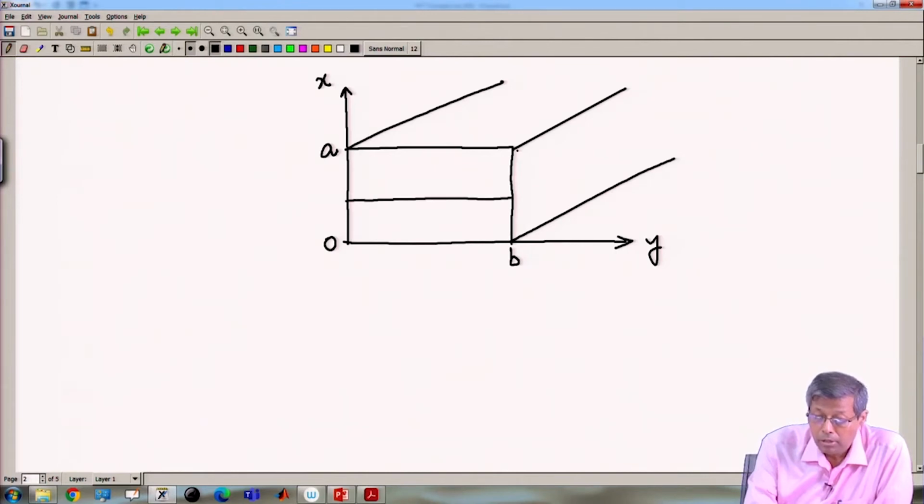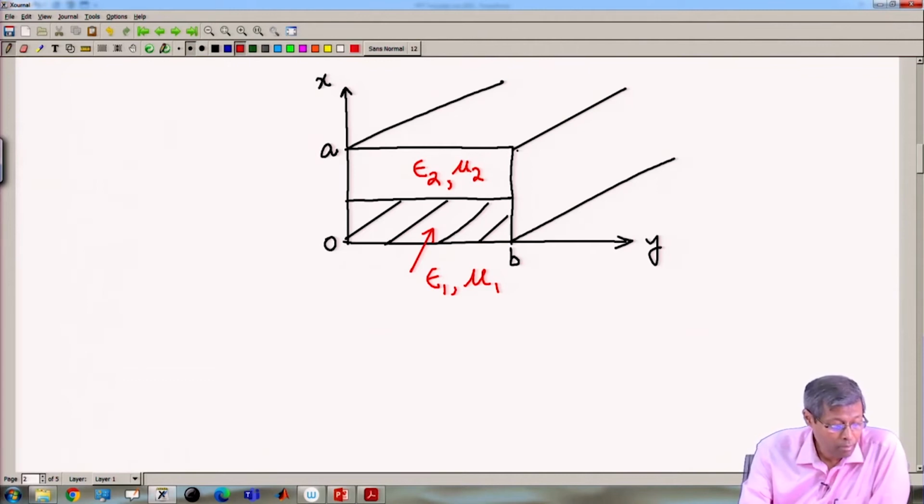This is my dielectric strip, its media properties are epsilon 1 and mu 1, and the media properties here are epsilon 2 mu 2. So, this is my geometry now.